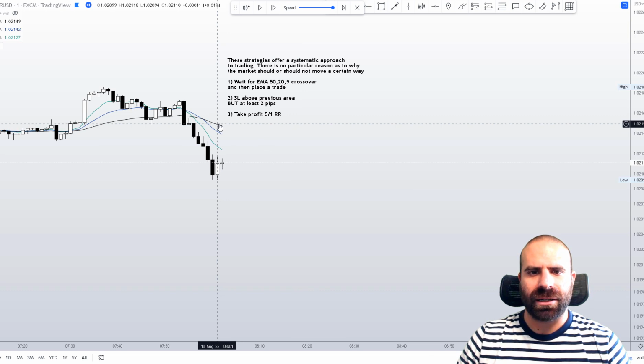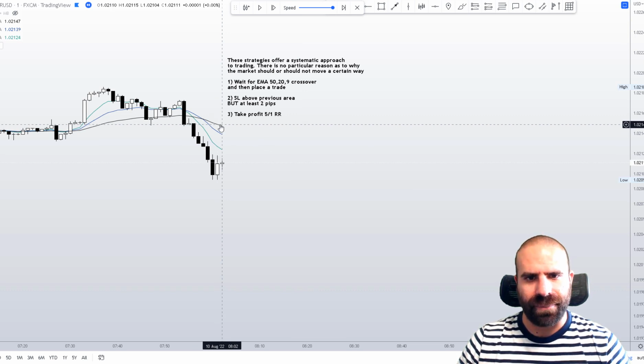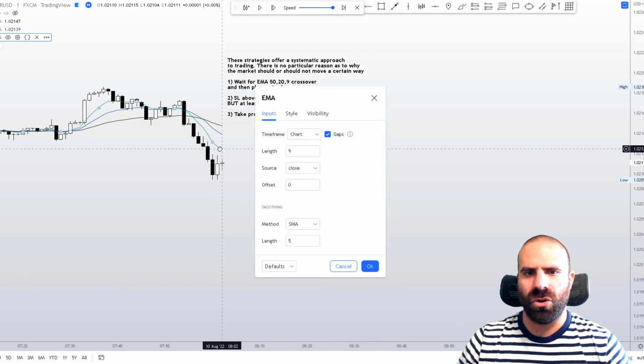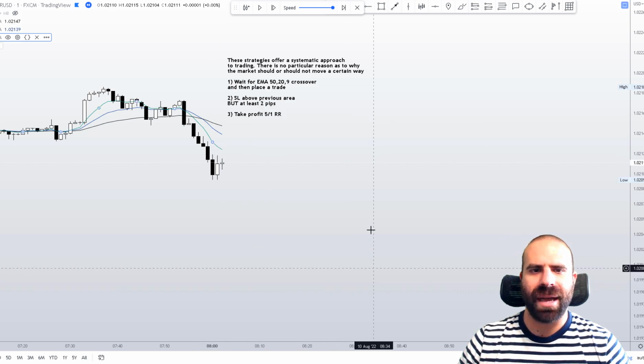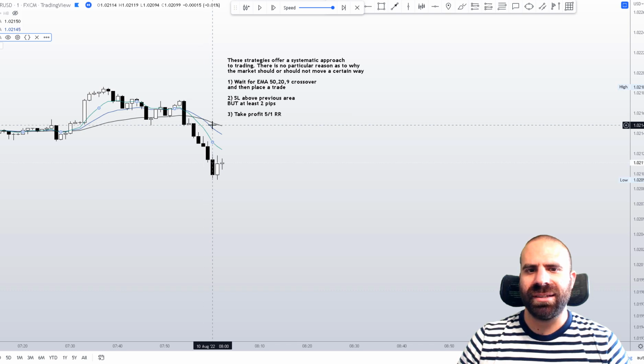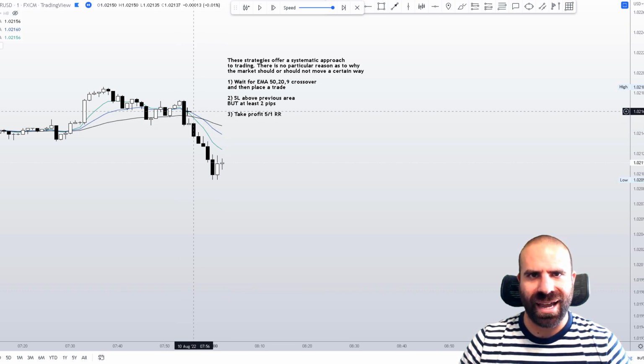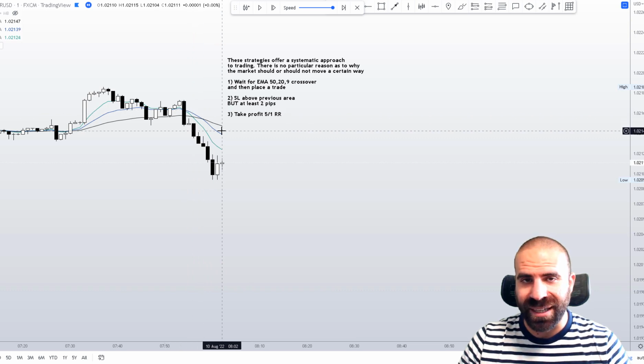As you see, in dark color I have the 50 EMA. In this blue color I have the 20 and in this color I have the 9 EMA. When both of these indicators, the 9 and the 20, cross over with the 50, it doesn't matter if the crossover is between them, the 9 and the 20, only when they both cross the 50.